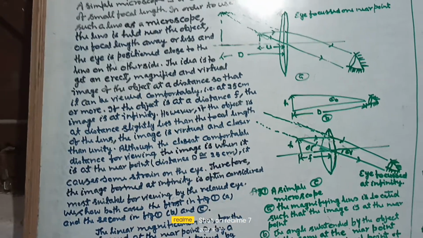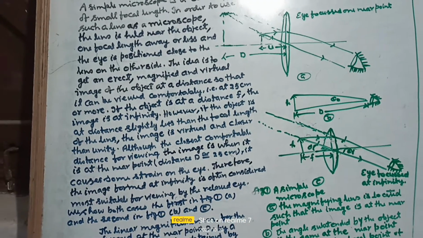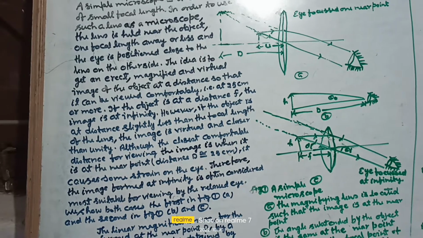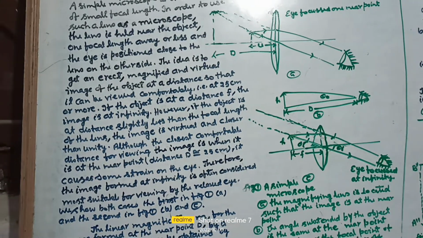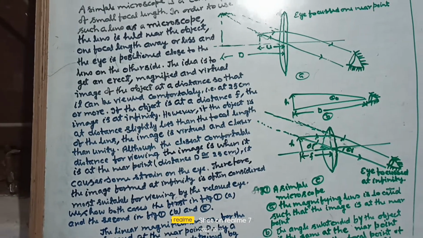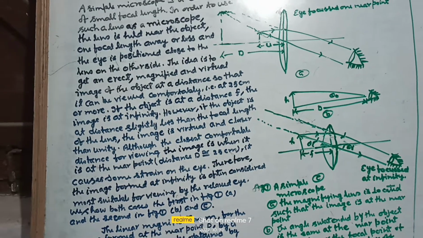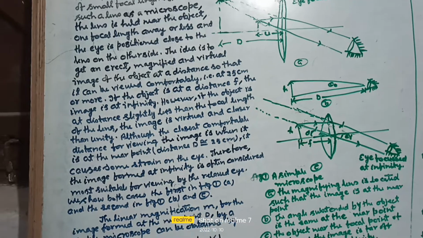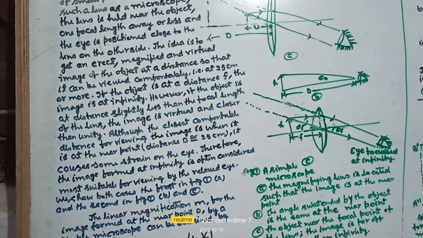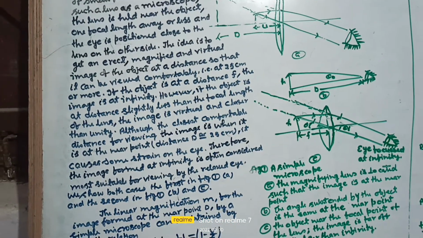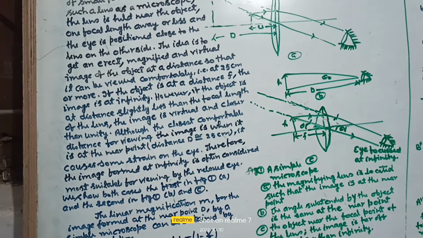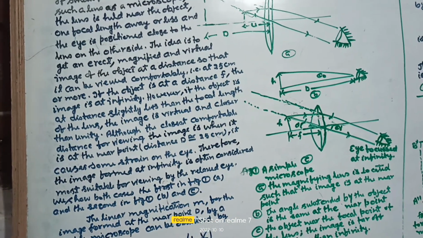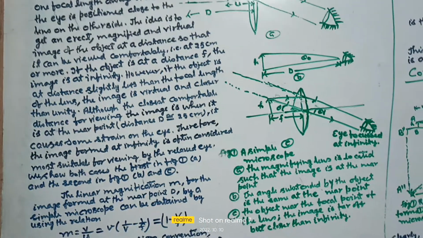Although the closest comfortable distance for viewing the image is when it is at the near point, it causes some strain on the eye. Therefore, the image formed at infinity is often considered most suitable for viewing by the relaxed eye. We saw both cases, the first in figure 1a and the second in figure 1b and c.